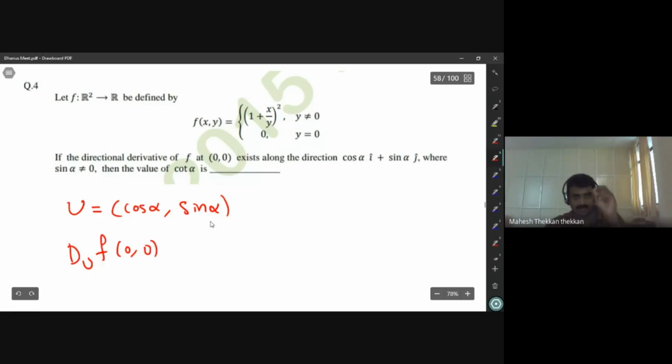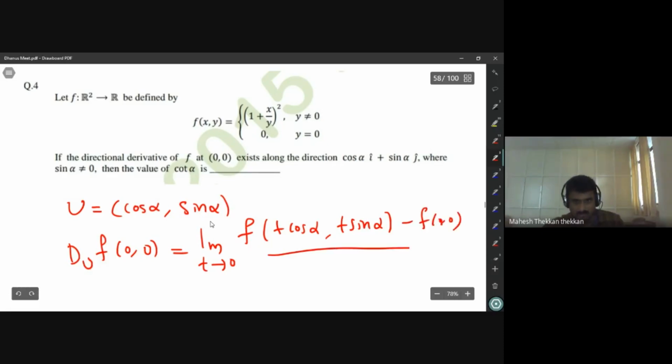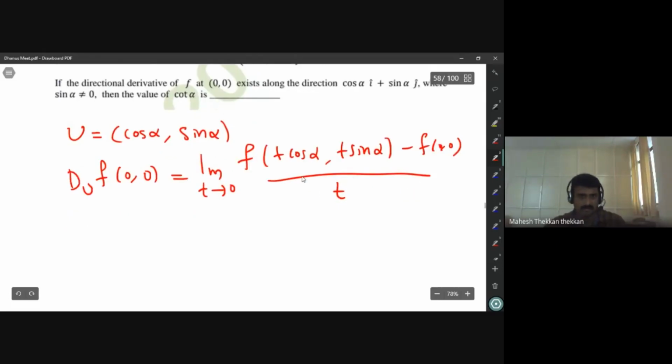They have told that it exists. So by definition, what is this? This is the limit as t tends to 0 of f of (t cos alpha, t sin alpha) minus f of (0, 0), divided by t. Okay, because u1 is cos alpha, u2 is sin alpha. Okay, and at (0, 0) we are evaluating. Okay, so this is the limit as t tends to 0.